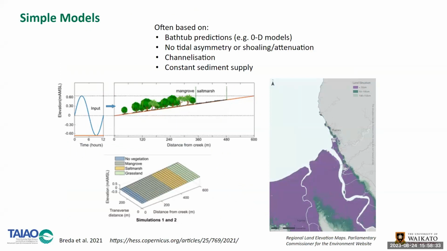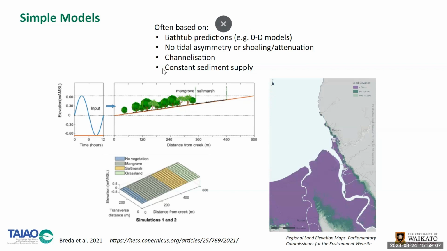So at the moment, a lot of our modeling for our wetland region is based on very, very simple models. And those models are often based on what we call bathtub predictions, which basically we just rise the sea level using a contour map, and then we get the new contour. And as you can see here, this is the Hauraki Plains with Thames, and you can see a lot of that will get inundated with sea level rise if we don't protect it properly.